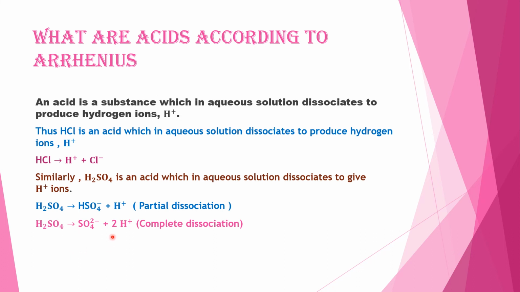In complete dissociation, both of the hydrogen atoms get removed, but in partial dissociation, only one hydrogen atom is removed, leading to the formation of hydronium ions. In partial dissociation, only one hydronium ion, or one hydrogen ion, is formed. In complete dissociation, two hydronium ions are formed.